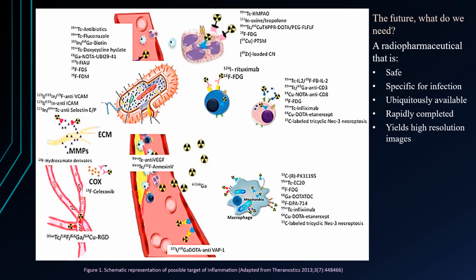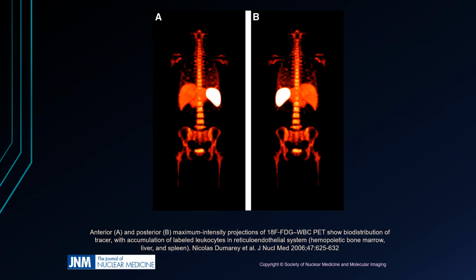But now, of course, there is development of a lot of tracers here. You'll see both on the PET and SPECT side, because no one tracer right now seems to be the magic diagnostic tool for us to be able to diagnose and differentiate infections. So, what do we really want this pharmaceutical to do? Obviously, it has to be safe, specific for infection. It has to be quite available to everyone. It should be a rapid test, and of course, yield high enough resolution images so that we can make a definitive diagnosis as to where the infection is.